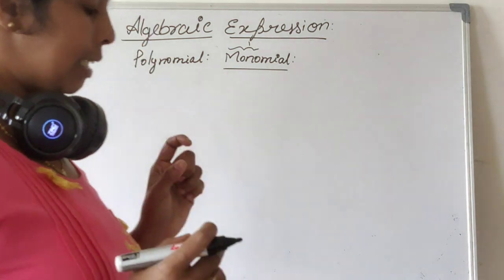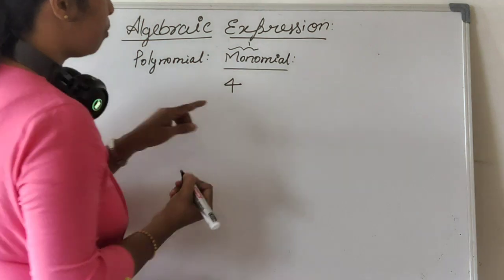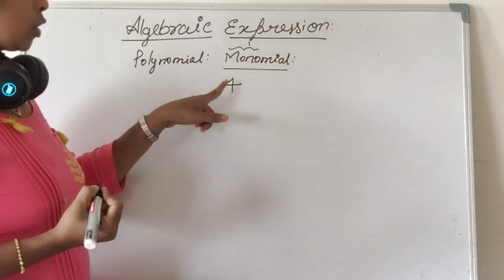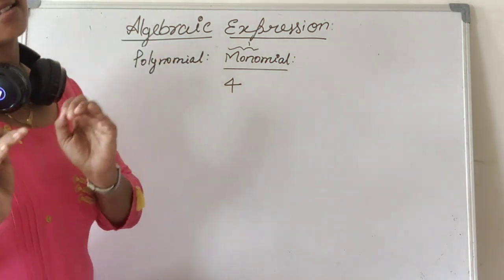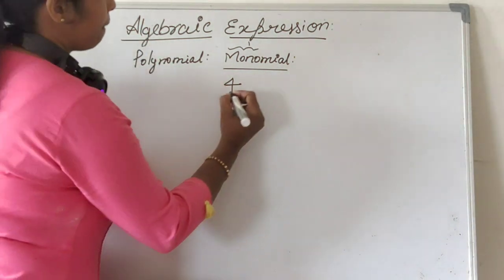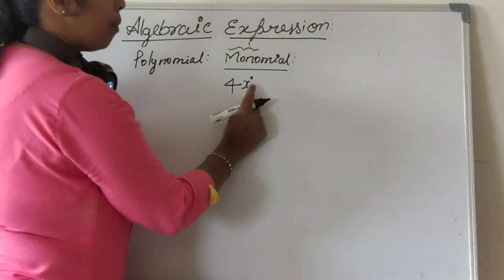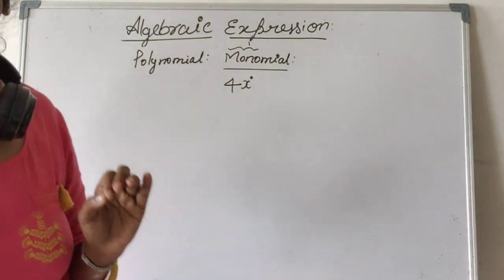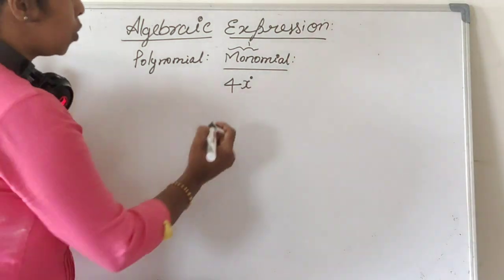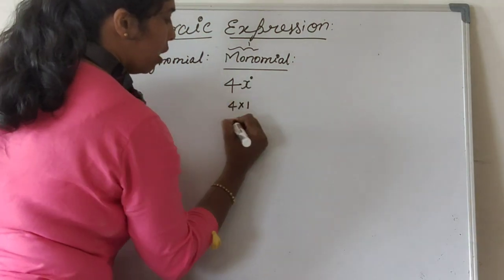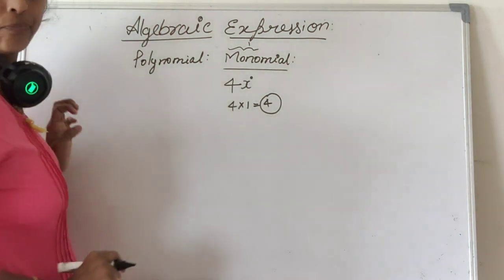A polynomial contains only one term. See, 4 is also a polynomial. 4 is a constant, but each constant also contains a variable. See how? Write 4 into x to the power 0. Remember students, anything to the power 0 is always 1. So, 4 into 1 is 4. So, each constant contains a variable. Understood?